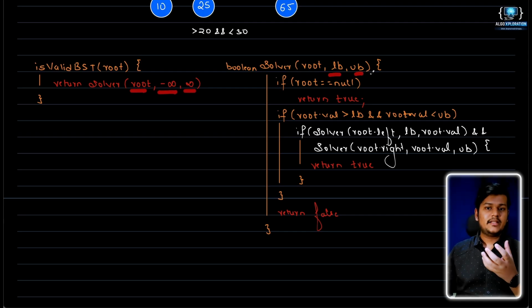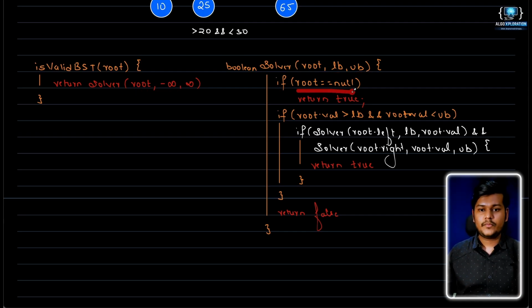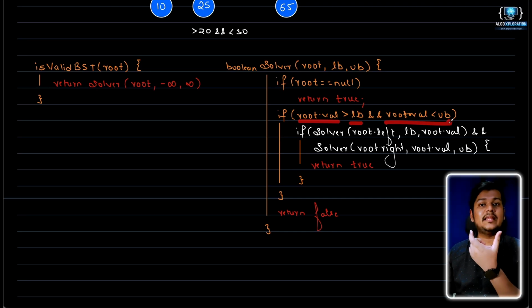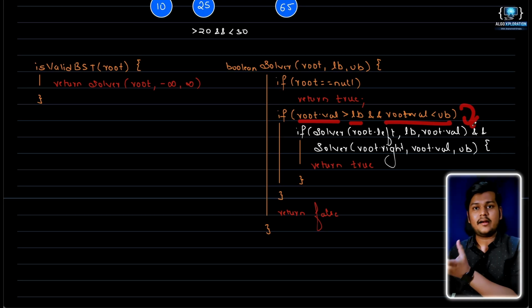And as I told you, if the root is null, that means if the reference is null, we need to return true. Now, here comes the main part. If the root dot value is greater than the lower bound and lesser than the upper bound, that means the value is in that range. So at that time only I will be going inside this. Basically, I will be going on the left hand side and right hand side.